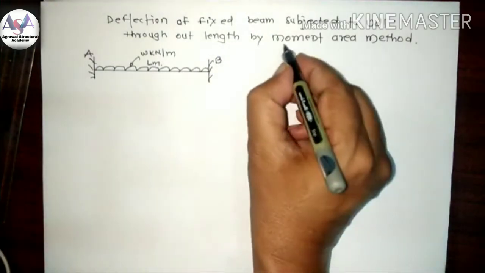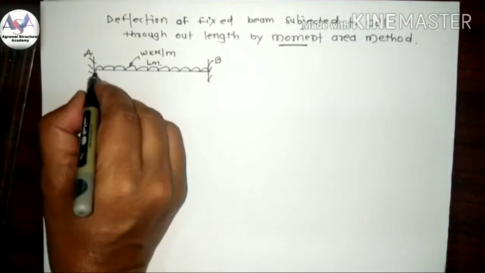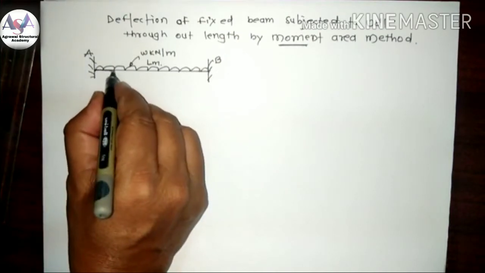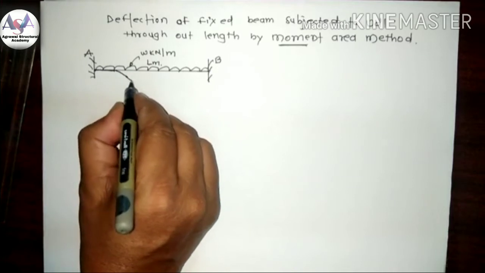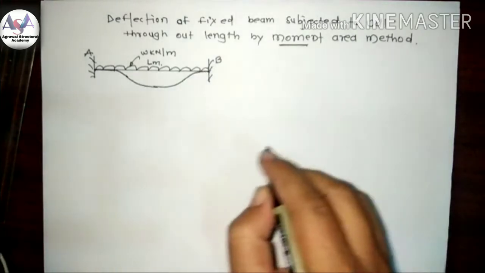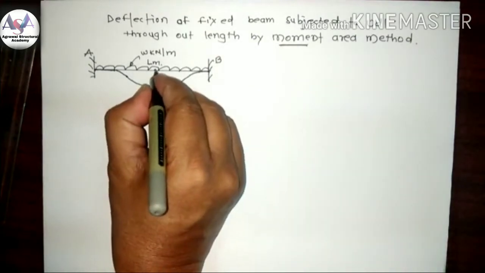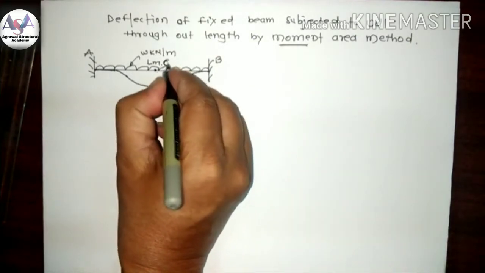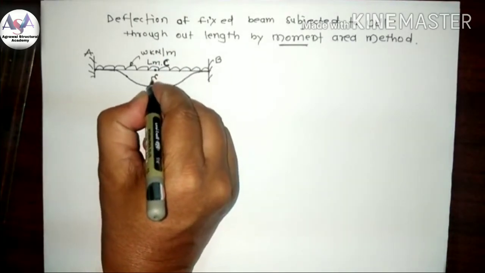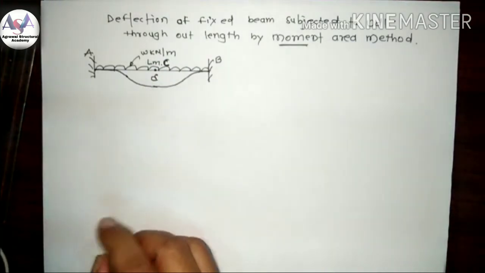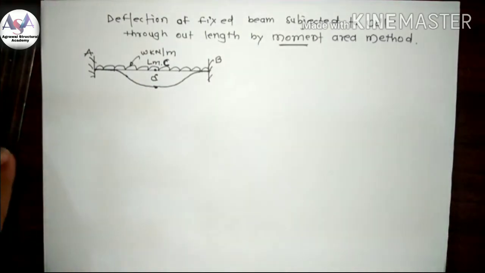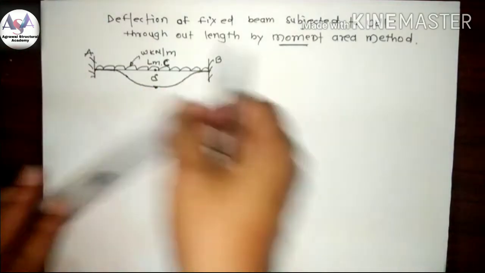The first step in the moment area method is to draw the deflected shape. We know that at the support the slope is 0. This is the deflected shape. At the center, suppose this point is C, and this is the deflection delta. By the second theorem, we draw the tangent at C.